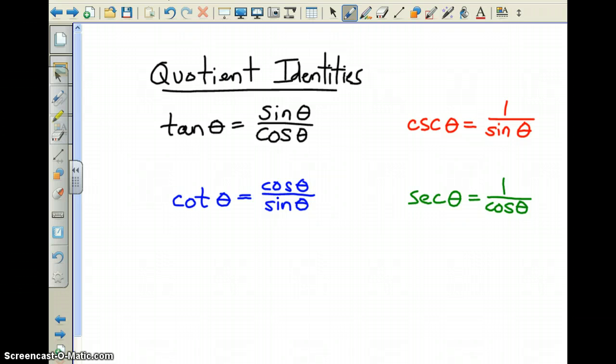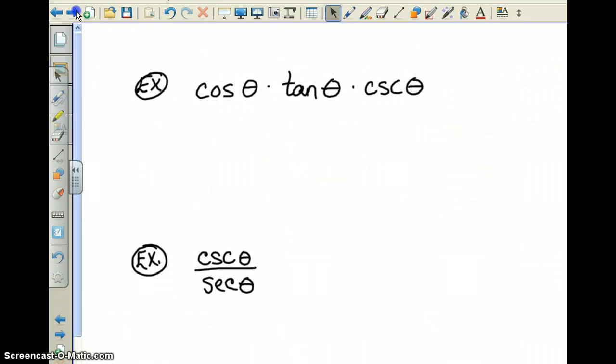And csc being the reciprocal of sine and secant being the reciprocal of cos, these two are called the reciprocal identities. Not only are these relationships important in being able to figure out the exact value of an angle or to use these relationships in order to graph our trig functions, they're also helpful in simplifying trig expressions.